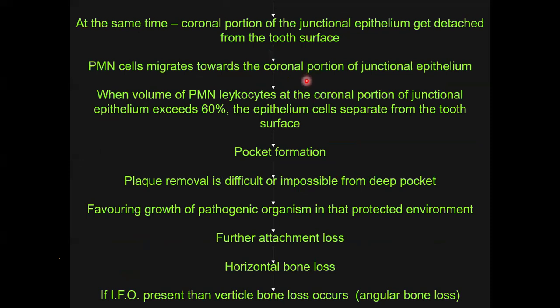Once this junctional epithelium gets detached from the tooth surface, polymorphonuclear leukocytes migrate towards the coronal portion of the junctional epithelium. So when the volume of PMN increases or crosses around 60%, the epithelial cells separate from the tooth surface, leading to pocket formation. Plaque removal is further difficult or impossible from the deep pockets, leading to favorable growth of pathogenic microorganisms in this protected environment, further attachment loss, and further leading to horizontal bone loss.